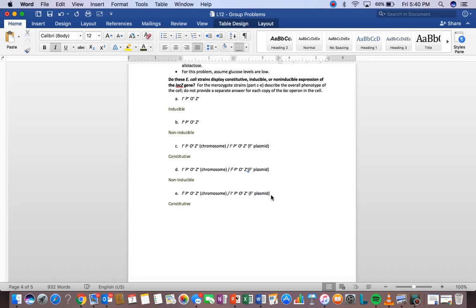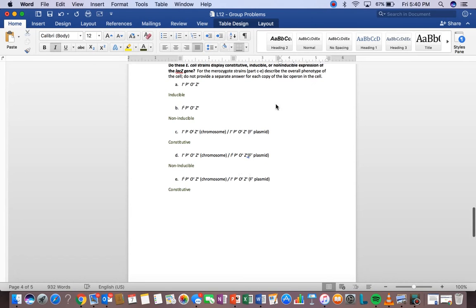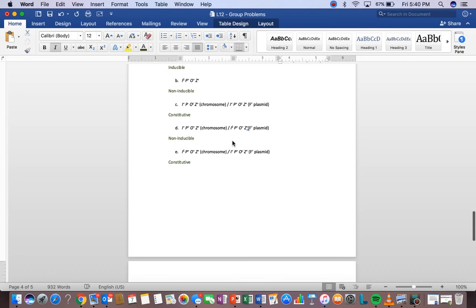And then part C is constitutive. Part D is non-inducible, for the same reasons. And then part E is constitutive as well.